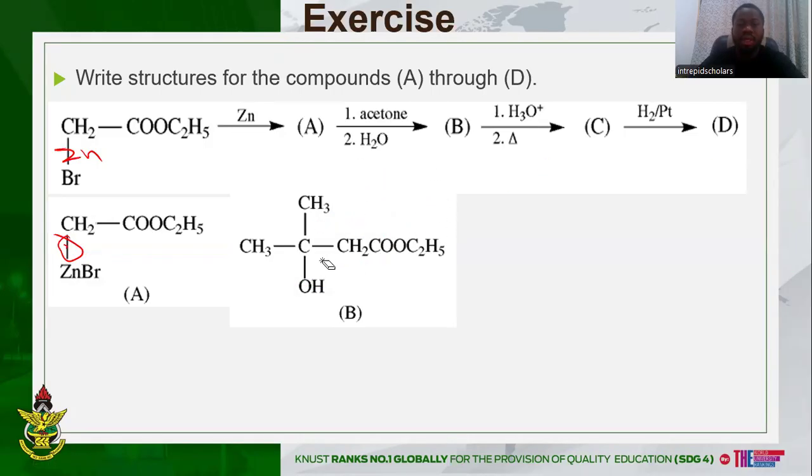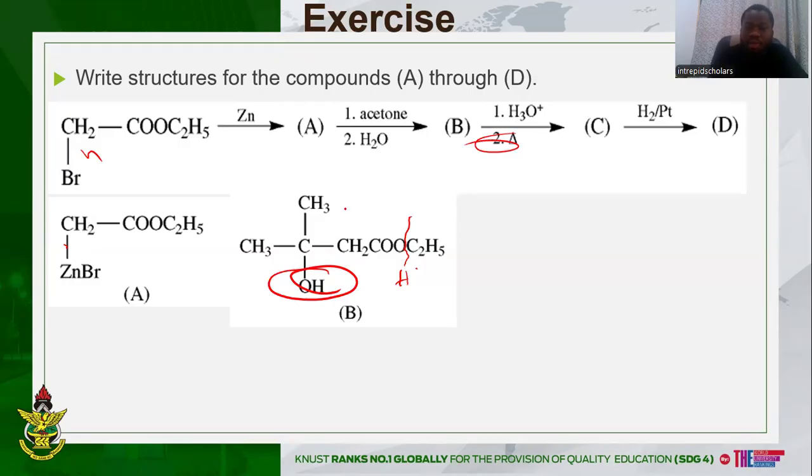Now, the next one, we have gotten this product. We are being asked to convert it to product C. Now, what is happening? First of all, they are adding an acid. What the acid will do is to first of all hydrolyze this. So the acid can hydrolyze this, and then we'll have an H there. So it will become COOH. Now, the acid and the heat, the second round is the heat. The heat can also dehydrate. So the dehydration, remove water here.